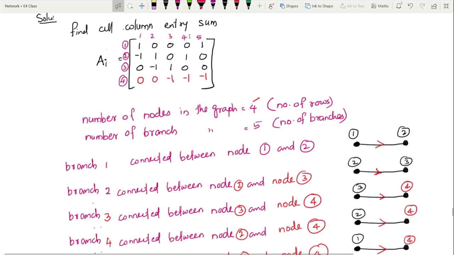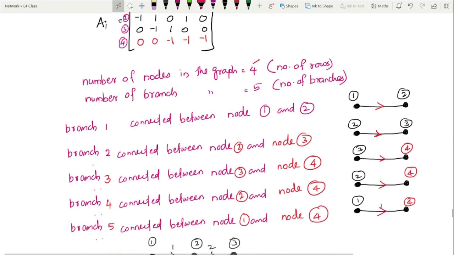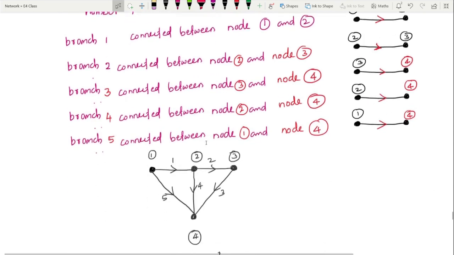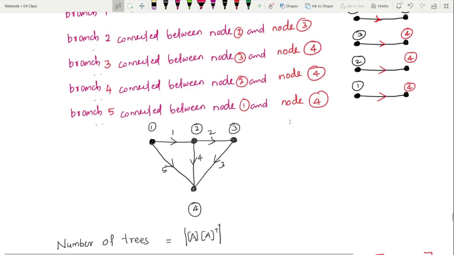Similarly, when we are considering branch 4, it is connected between 2 and 4 and the current direction is shown here. Similarly, the fifth branch is connected between 1 and 4, and it is going away from node 1 and coming into node 4. So its direction of current is like this. So when we combine all these things, the oriented graph is somewhat like this. Here we have 4 nodes and 5 branches.